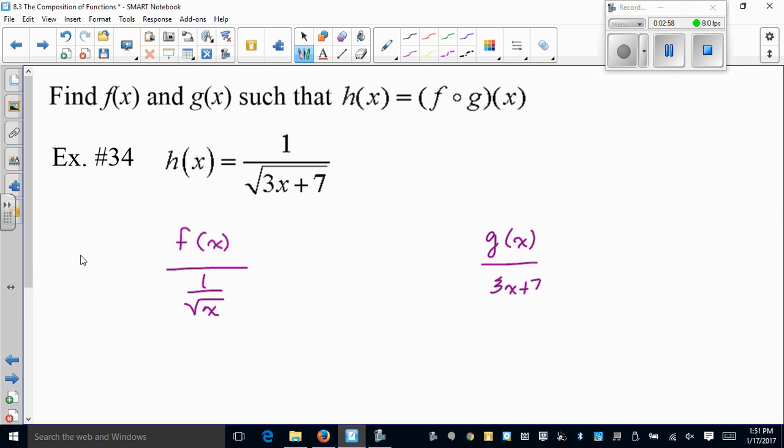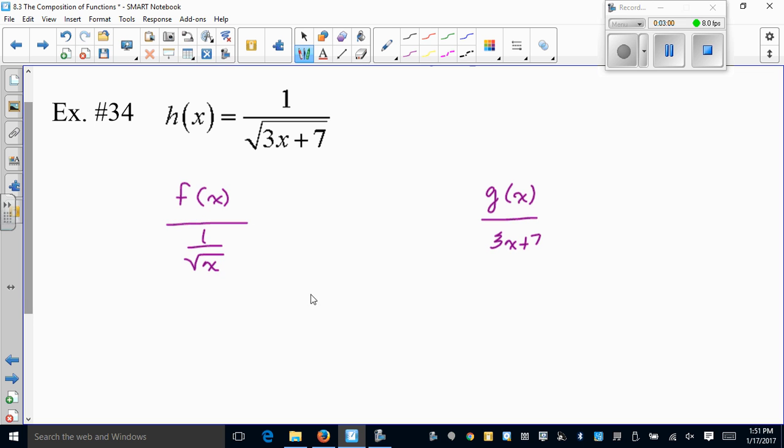Another example, maybe it's 3x. So then f of x would have been 1 over square root of x plus 7. Remember, we're just replacing this x with the 3x. What about g of x being the whole radical, 3x plus 7? That meant f of x would have simply been 1 over x.